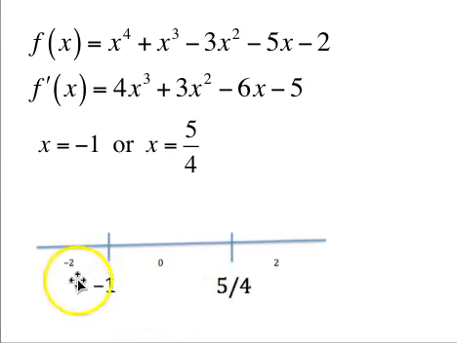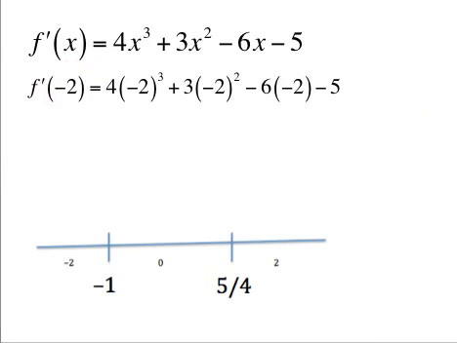We've got to choose numbers in each interval. To the left of -1, I chose -2. Between -1 and 5/4, I chose 0. Beyond 5/4, which is 1 1/4, I chose 2. I want the derivative at -2, the derivative at 0, the derivative at 2. So we're going to first plug -2 into this function and see what we get.